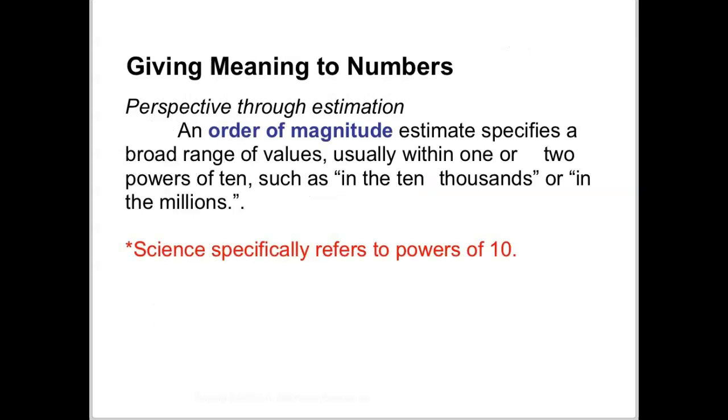Okay, a little definition here. An order of magnitude estimate specifies a broad range of values, usually within 1 or 2 powers of 10, meaning within the 10,000s or in the millions, and science specifically refers to power of 10. So if you are 2 orders of magnitude away, you are at least 2 factors of 10 off with your estimate, which means you would be at least a multiple of 100 off. All right, go ahead and get that definition written down. Give me a green check when you're done with that.